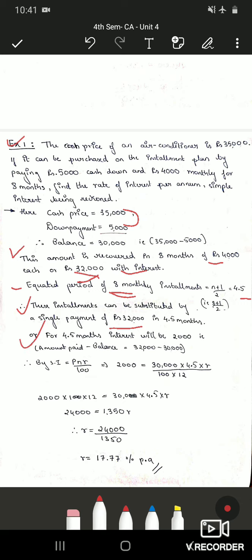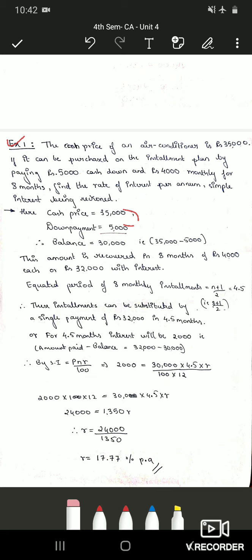So now for 4.5 months the interest will be 2,000. What is the amount paid? It is 32,000, minus the balance amount that you should have paid, which is 30,000. So there is a difference of 2,000, which is your interest. So interest is amount paid minus balance in this case. Obviously you are paying more, right? Whatever the balance was, it was 30,000, you are paying 2,000 more. It is because of the interest charged.